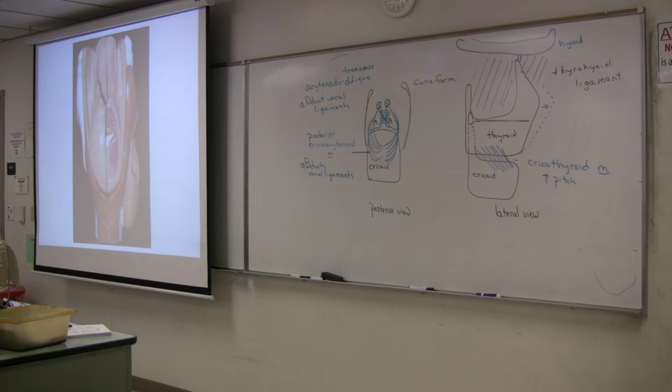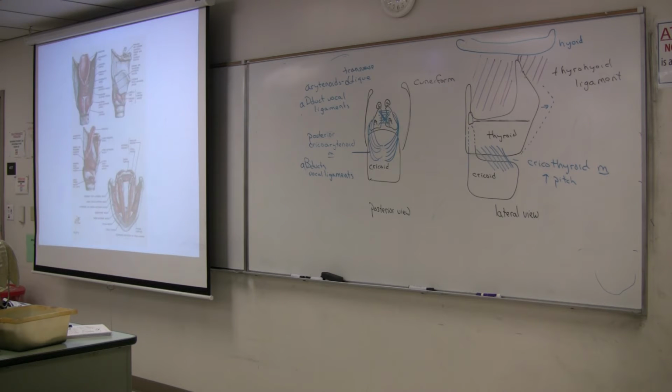Smooth muscle or skeletal muscle? Skeletal muscle. All right, speech is, unless you have certain neurological diseases, a voluntary action. And it is innervated by the vagus nerve. All right.